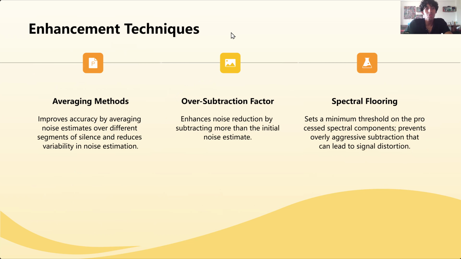We have certain enhancement techniques to improve the result, which are averaging methods, which reduce variability in noise estimation by averaging each component. Next, we have over subtraction factor, which subtracts slightly more than estimated to ensure better suppression. And finally, spectral flooring, which sets a lower bound to avoid negative or extremely small spectral values, which help reduce musical noise.